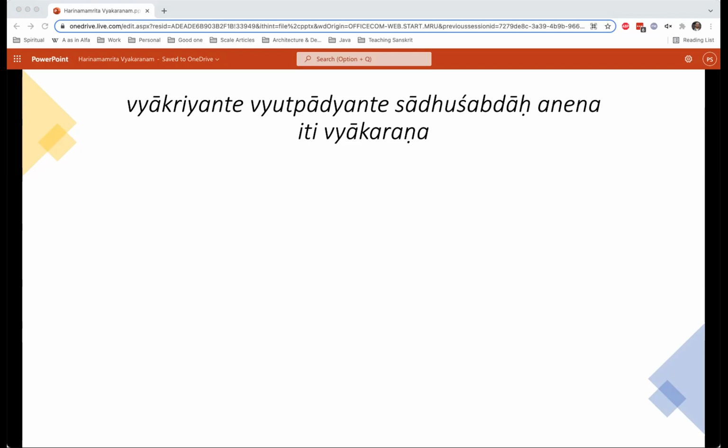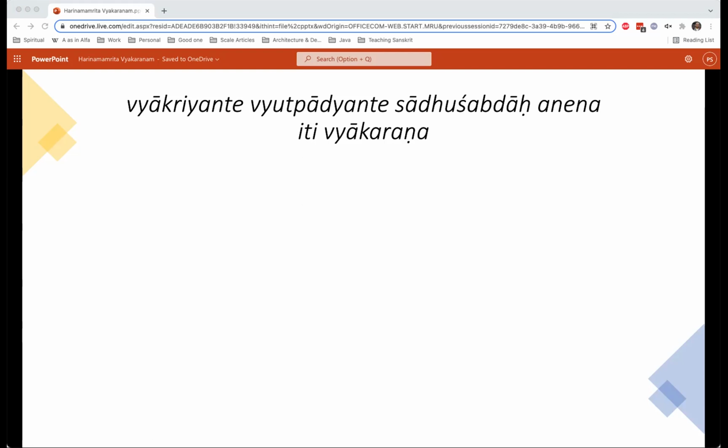Just like in mathematics, you have several formulas, right? Let's say a plus b whole square is equal to a square plus b square plus 2ab. So there is a final formula you get, and there is how they have derived that formula. You go through different steps to arrive at that formula. Similarly, every word in Sanskrit also has a derivation procedure: how from a root word we get the final word.